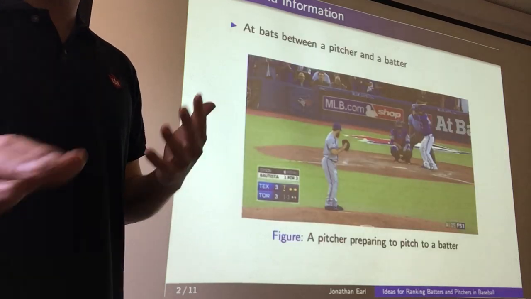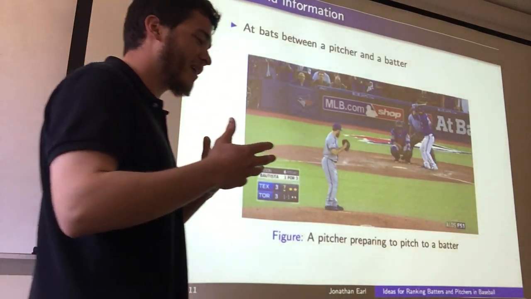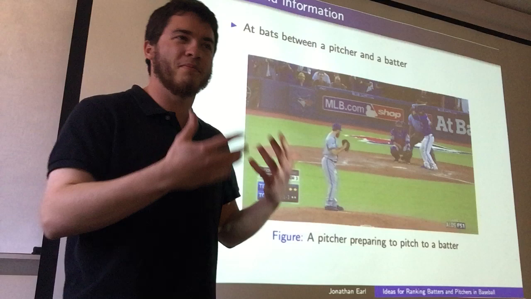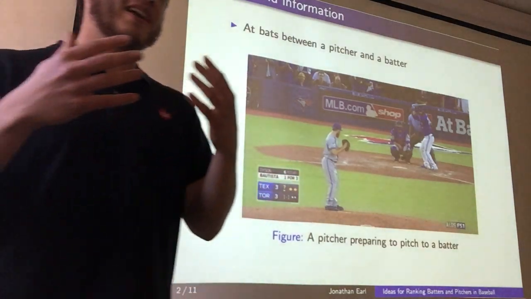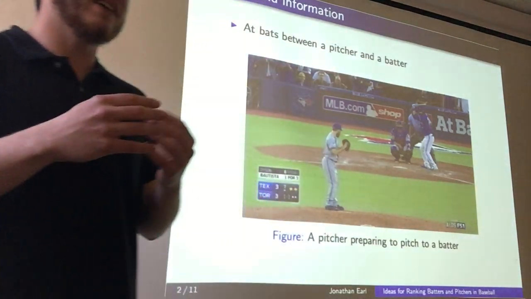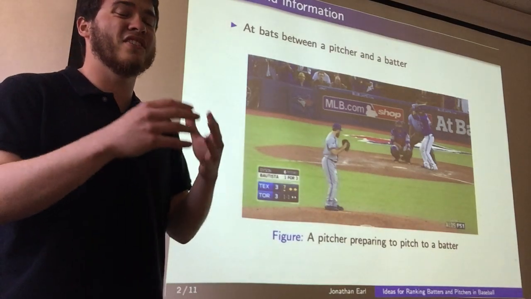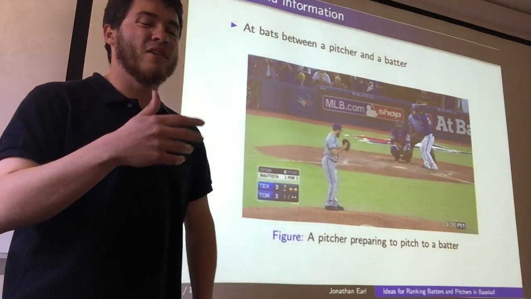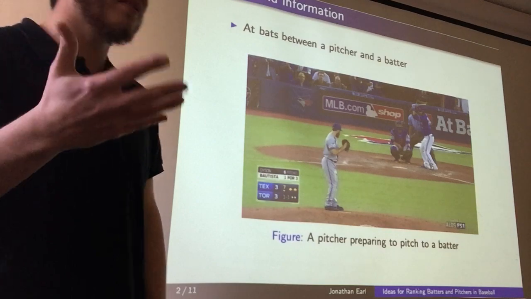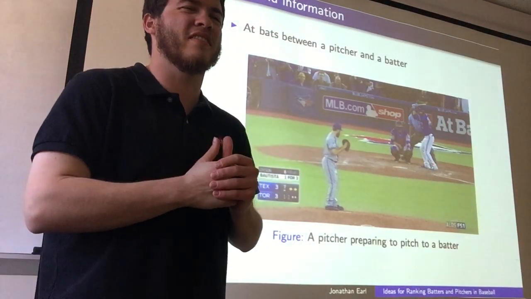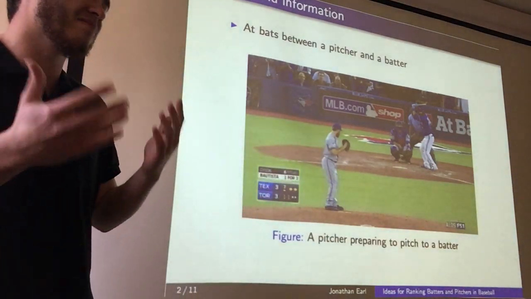But the broad idea of what I want to do is describe a way of ranking batters and pitchers in baseball. To give a broad overview, just some introduction to baseball, and then an introduction to the problem. Then I want to look at how I'm going to try to solve this, and then try and apply some of this to what we know about baseball, and then see how that works out.